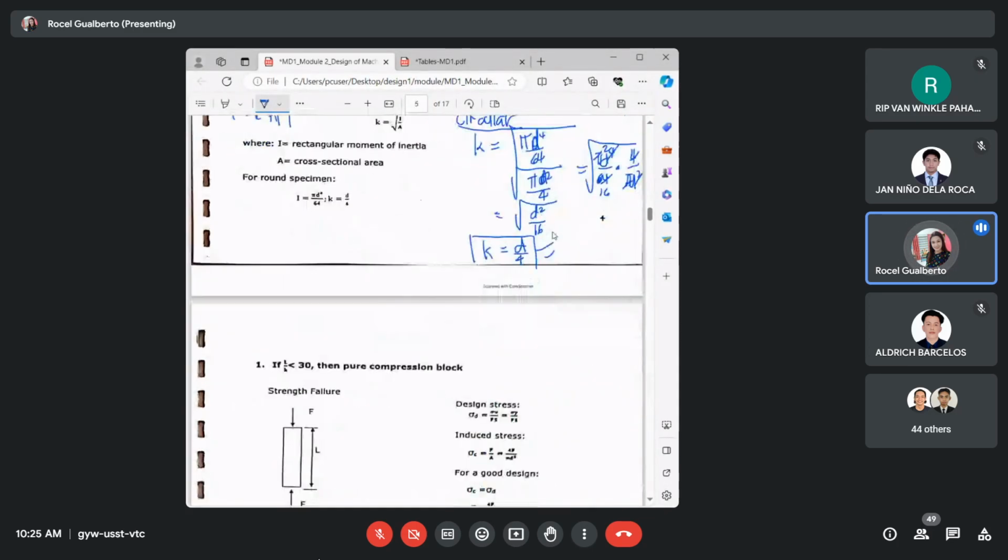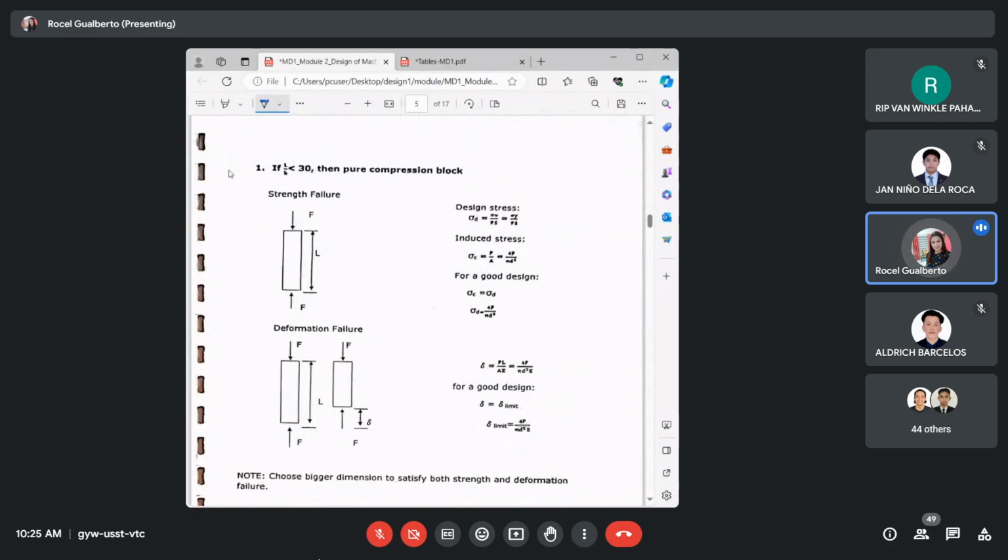So, let us take the case 1. So, this is our case 1. So case 1 is when the slenderness ratio L over K is less than or equal to 30. Then you call it a pure compression block. Less than or equal to 30. So ang slenderness niya po, yun muna po natin itong sosolvin. Kapag po nakita mo it is less than or equal to 30, then you call it a pure compression block. Alam po yung pure compression block?